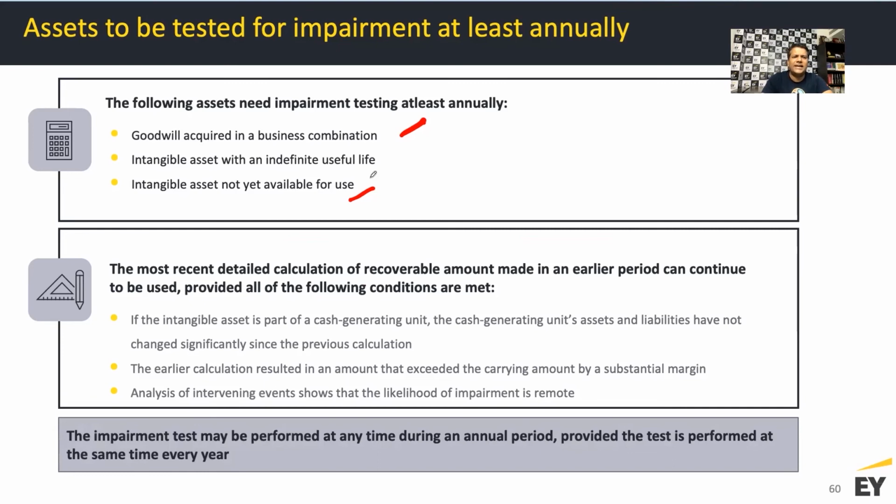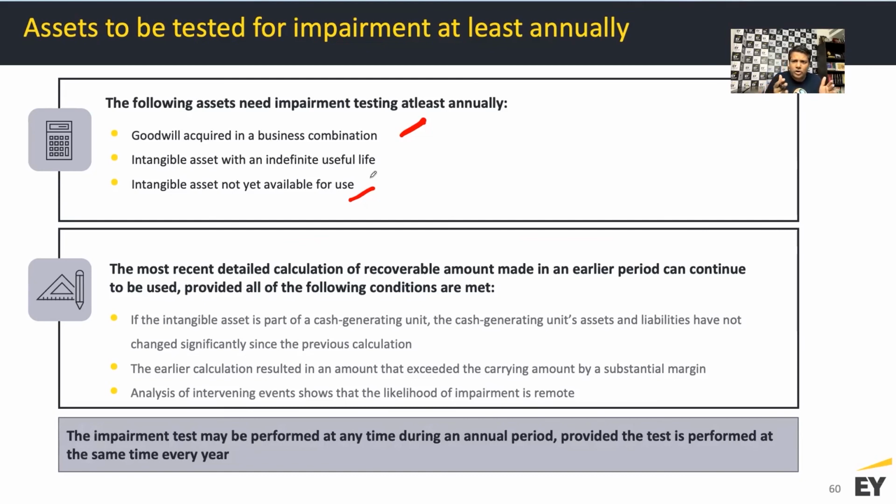The impairment test may be performed at any time during an annual period, provided the test is performed at the same time every year. So once you decide to perform it, it's not necessary that you do it at the year end. If you want to do it in March, December, or January, whichever you decide, you then have to do it consistently, or more frequently if there are triggers. So if there are no triggers, then you don't need to do it.